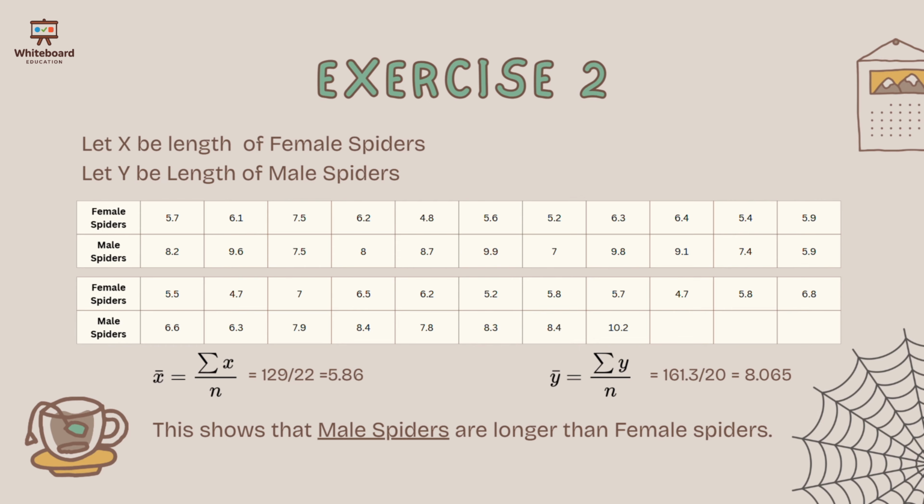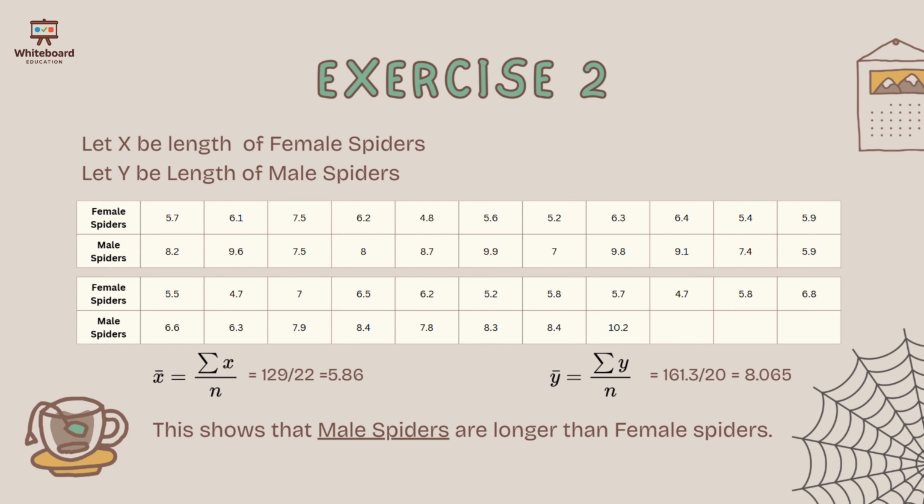Now we need to find the mean in order to find the average length of male and female spiders. You will learn mean in detail in chapter 3. But let me just tell you a little to make this understandable. To find the mean we just add all the numbers of one category, like female spiders, and divide by the total number of female spiders, which is 22, so the average length of female spiders is 5.86. Similarly, the average length of male spiders is 8.065. This shows that male spiders are longer than female spiders.